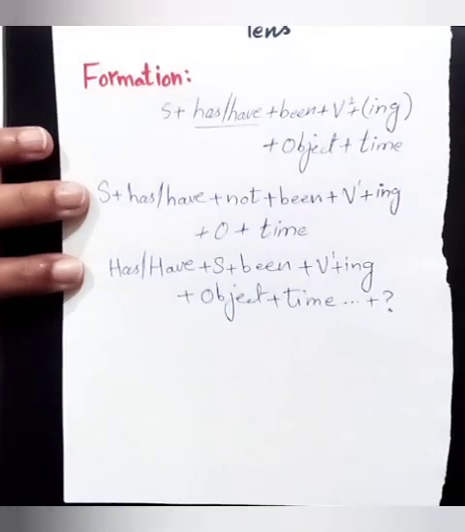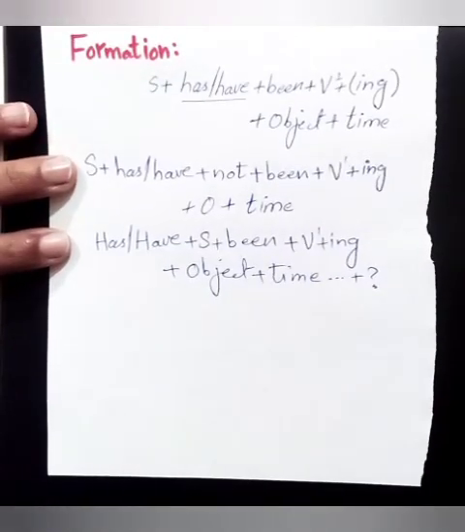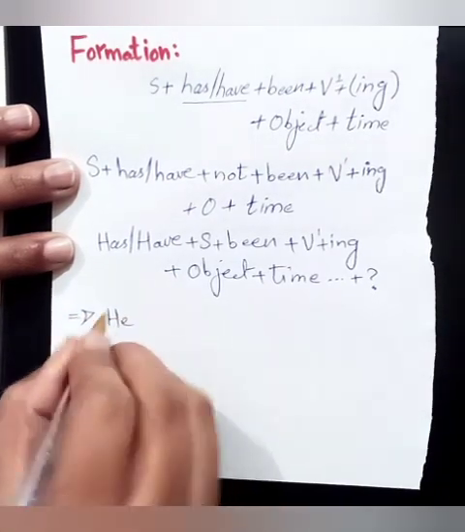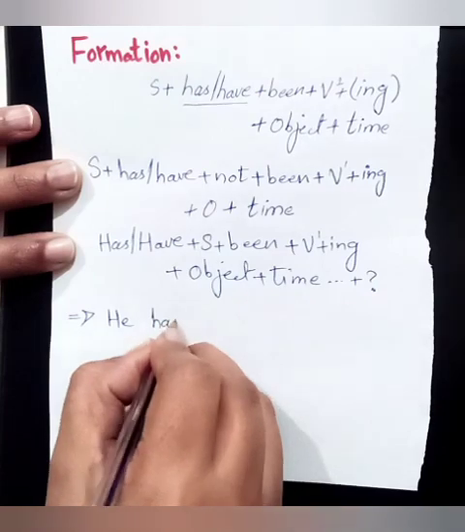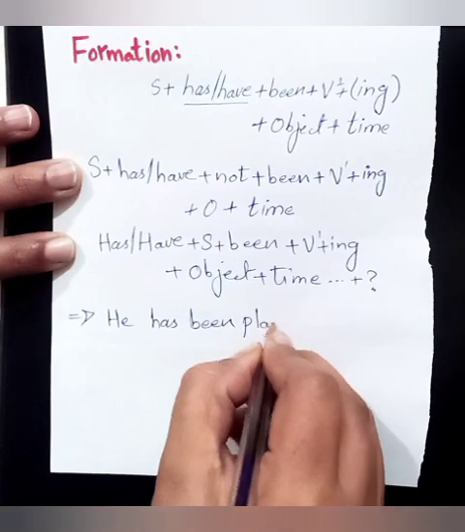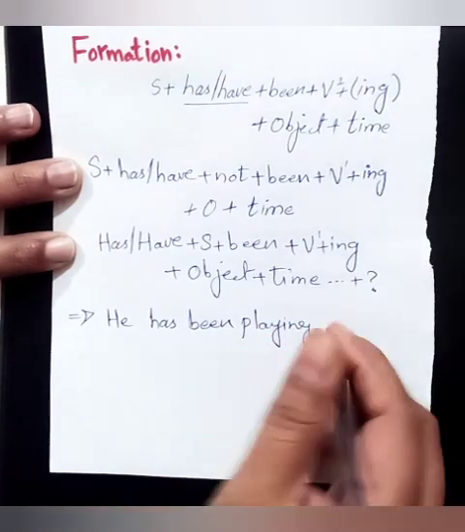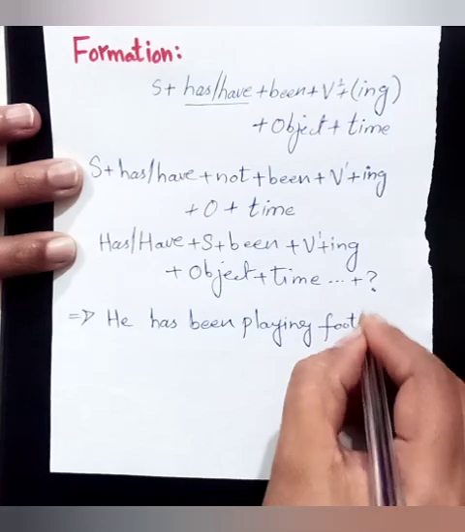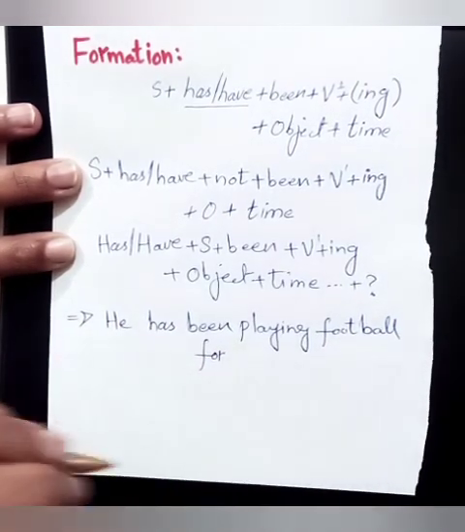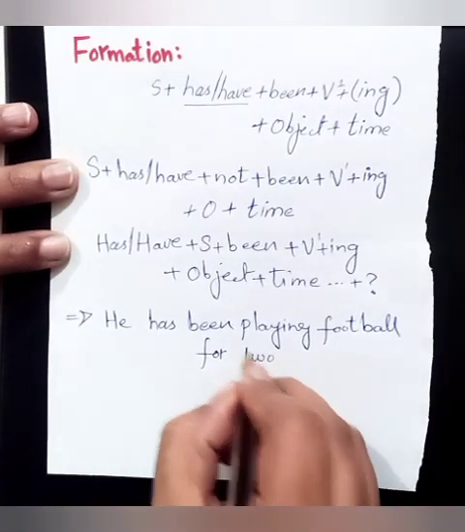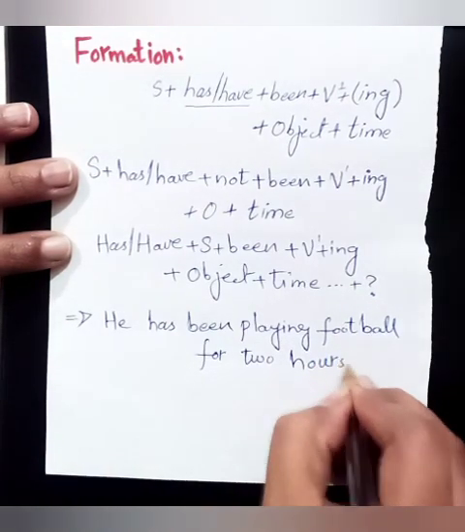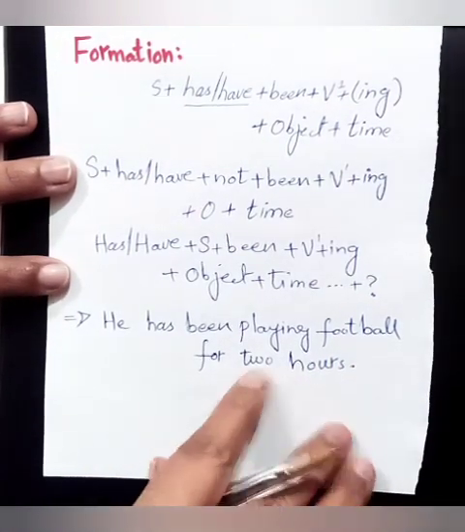Now I'll write an example of present perfect continuous. For example, he has been playing football for 2 hours. Right, this is an example of present perfect continuous.